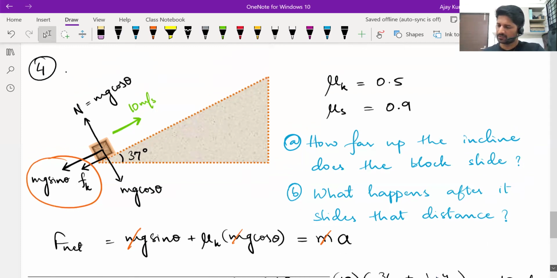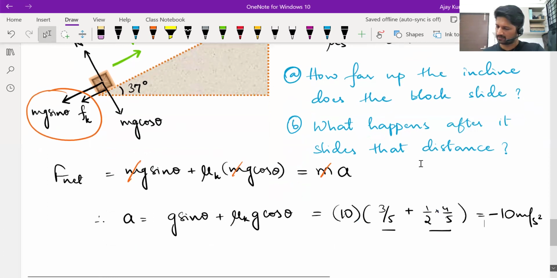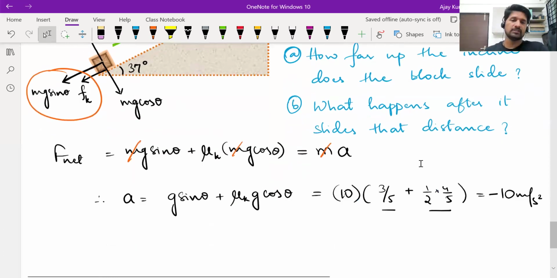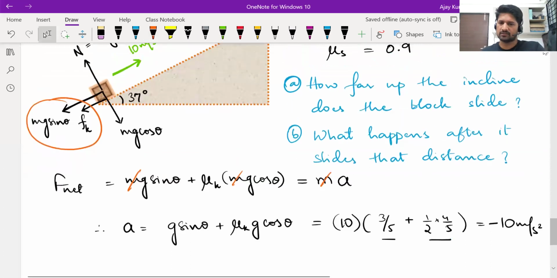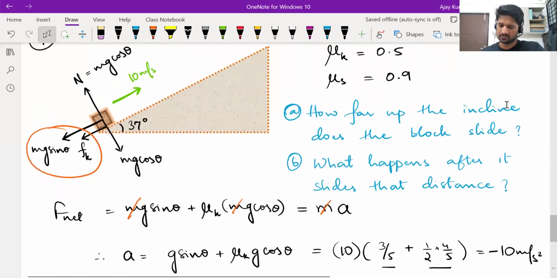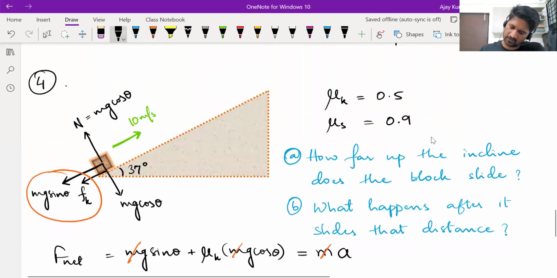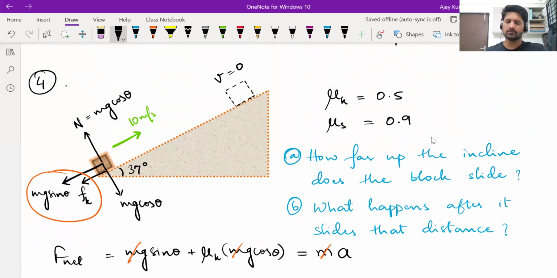With that you can tell how far it slides up the incline. Which equation will you use to find out how far it slides once you know the acceleration? The block will come to rest somewhere here, and throughout the journey, the acceleration would be constant because theta is the same everywhere. So you can use equations of kinematics to get the distance that it slides.